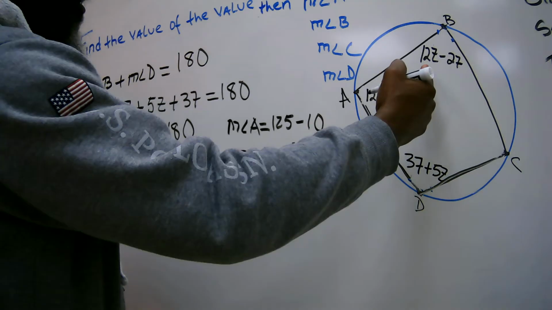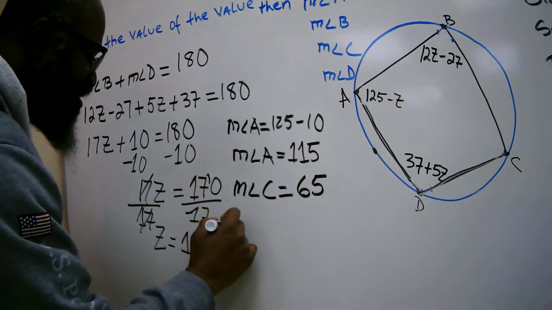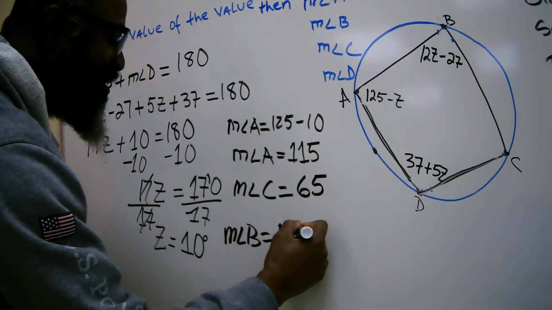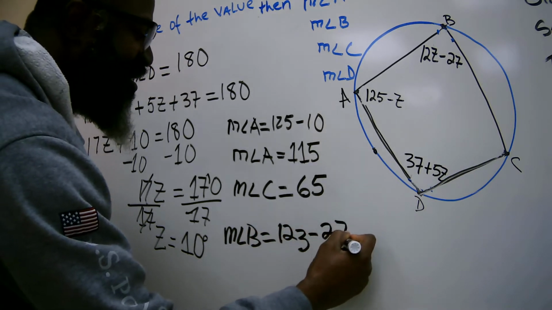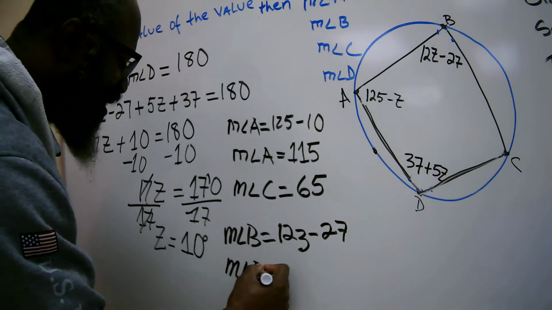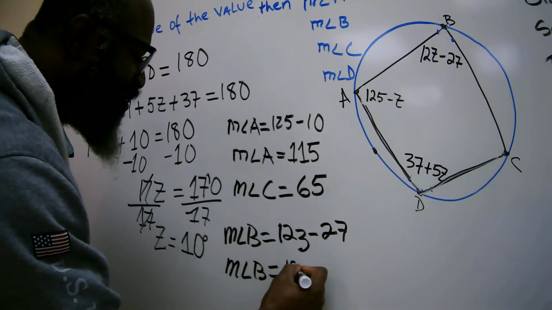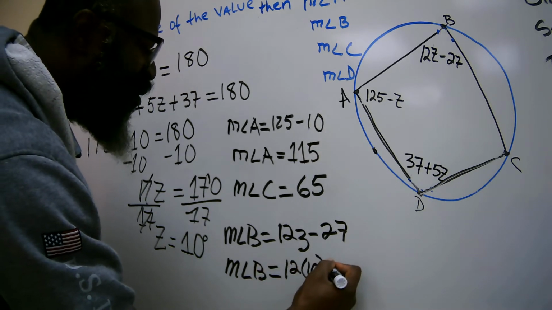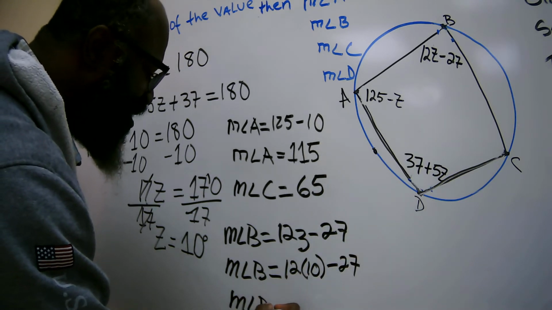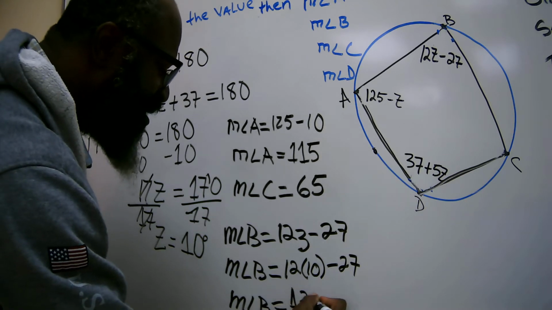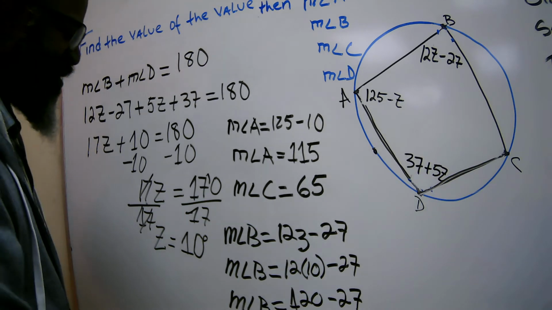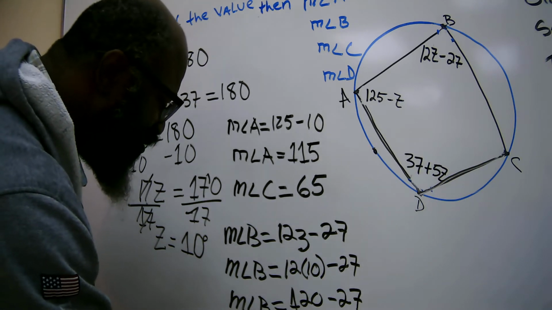Then we need to find the measure of angle B. Measure of angle B as an algebraic expression is 12z minus 27. We know what z is. Then we will substitute 10 times 12. Alright, if you take 12 times 10, that will give you 120, and you minus 27 from that. So measure of angle B will be 120 minus 27. That's about 93 degrees. So I have to double check that.